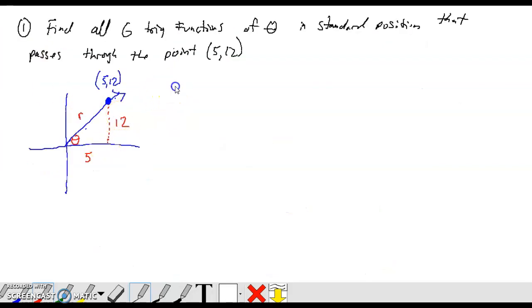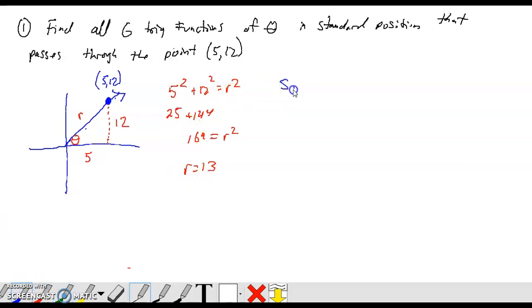Okay, so I'm going to use my Pythagorean theorem, so 5 squared plus 12 squared is equal to r squared. So 25 plus 144, which gives me 169, is equal to r squared. So r is equal to 13. That's the hard part. Okay, the rest is easy.